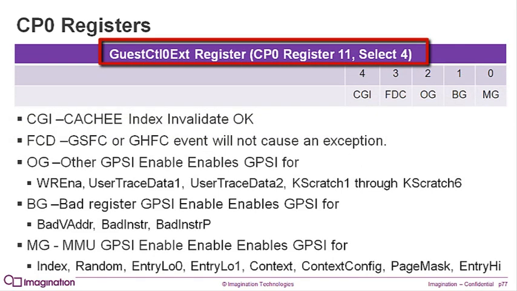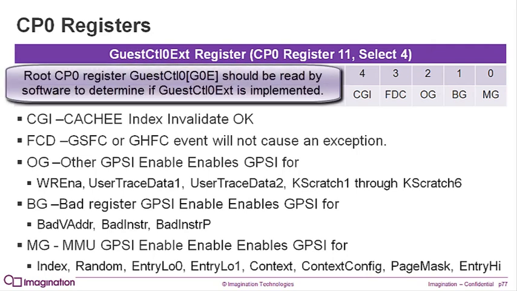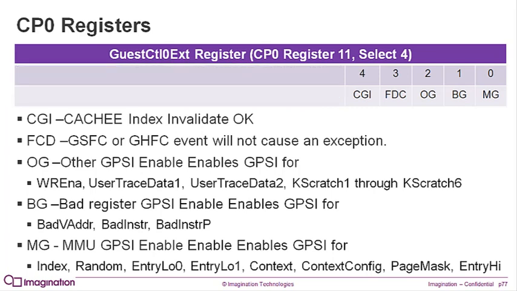Guest Control 0 EXT is an optional extension to the Guest Control 0 register. It adds additional control features to the virtualization module. The Guest Control 0 G0E field should be read to determine if there is a Guest Control EXT implemented.